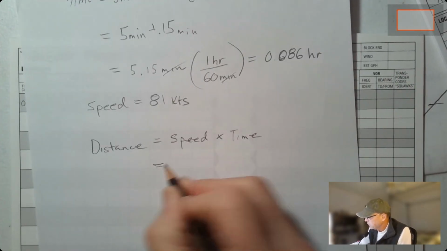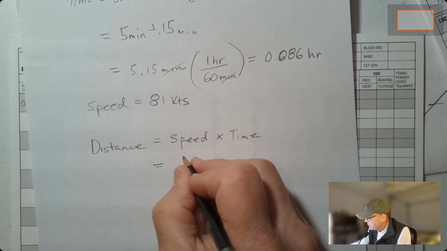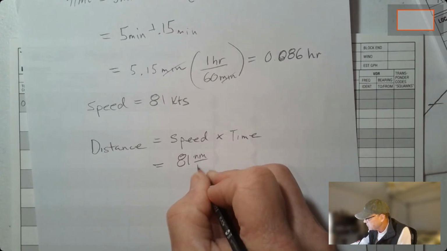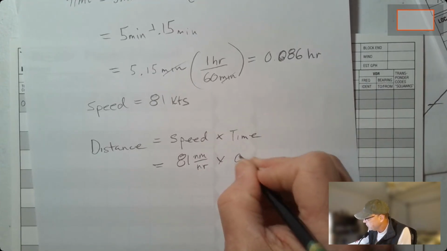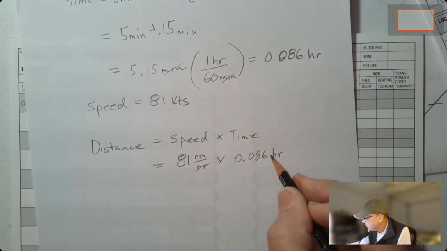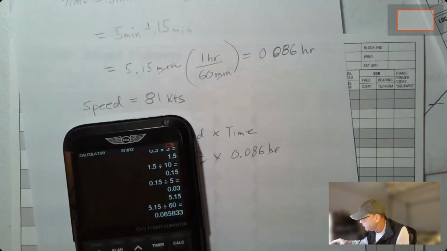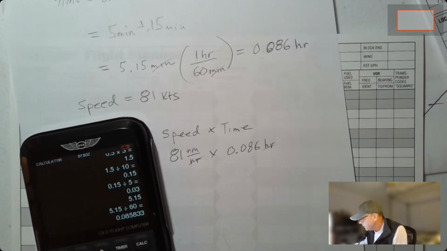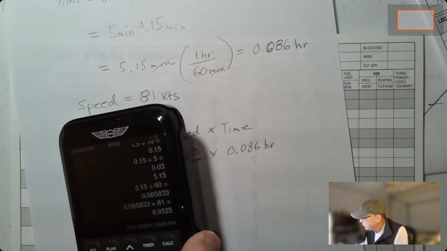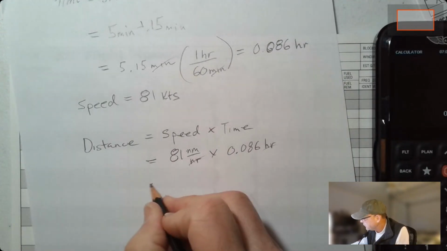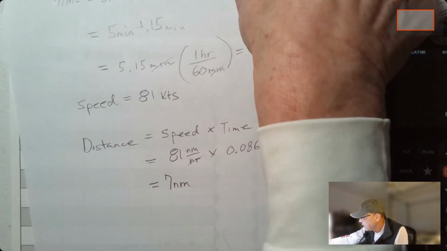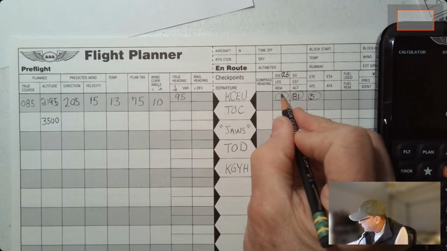All right. So then our speed is 81 knots. So distance, drum roll please, is equal to 81 knots, that's nautical miles per hour, times our time of 0.086 hours. You'll see that our hours cancel and it's going to leave us with nautical miles. And so this times 81 equals 6.95. Can we round that up to 7 nautical miles? So we can put that right here for this first leg.